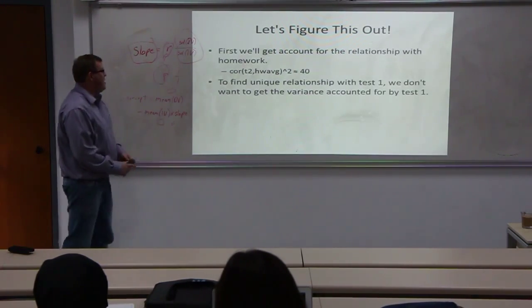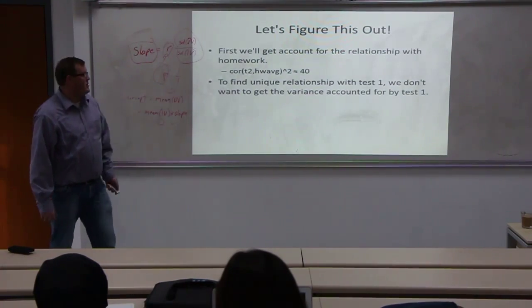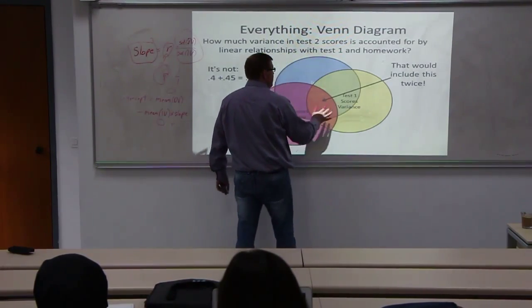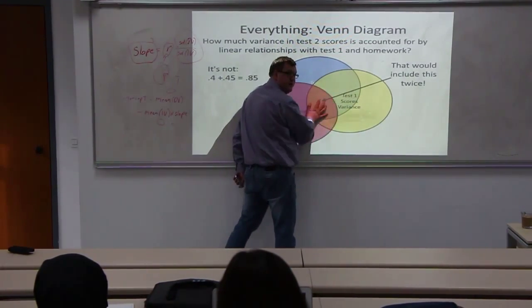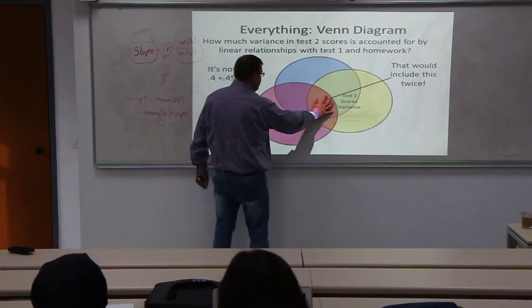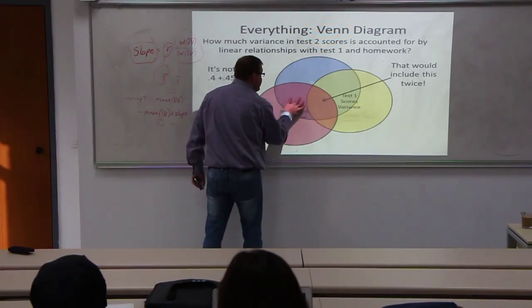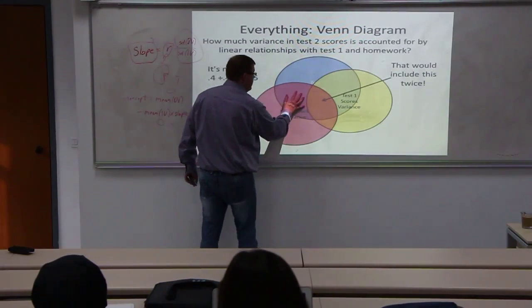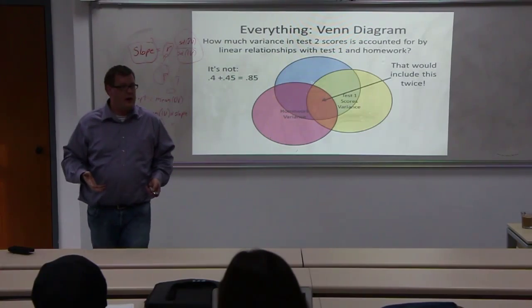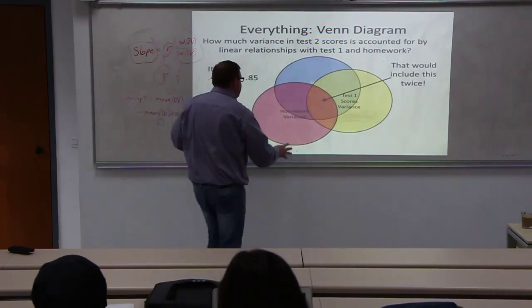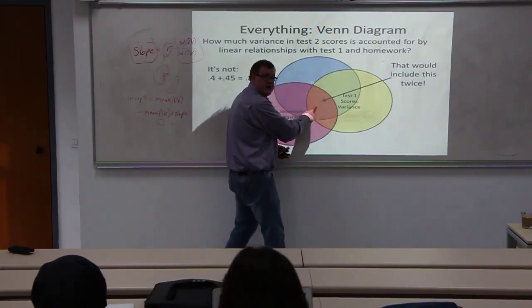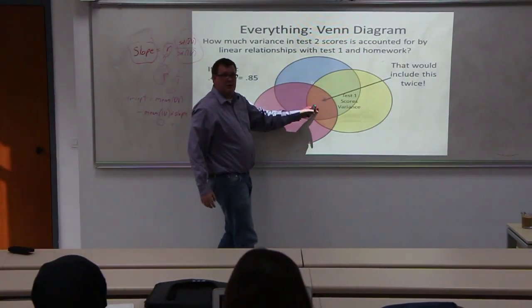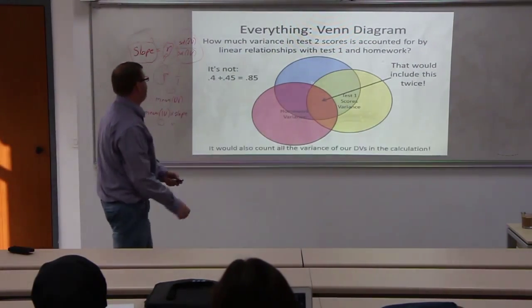Now, what we want to do is find the unique relationship with test 1. If we go back to this Venn diagram, that gives us this part, the first thing that we did. But we want to find the unique relationship between test 2 and test 1, not any of the relationship that's not unique. These relationships are explained by one another. So we want the unique relationship.